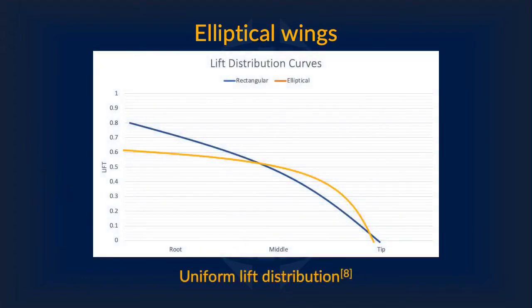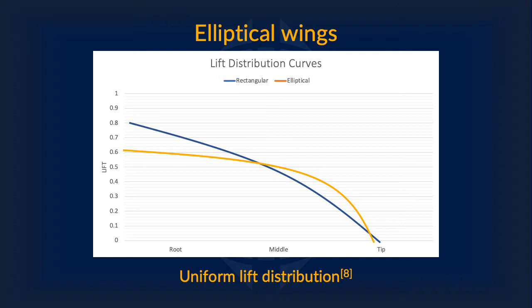To explain this undesirable stall characteristics, however, we must first look at lift distribution. Lift distribution simply refers to which parts of the wing produces the most lift. Here we have two different lift distribution curves on a very simplified graph. The blue line is for rectangular wings, while the orange line is for elliptical wings.